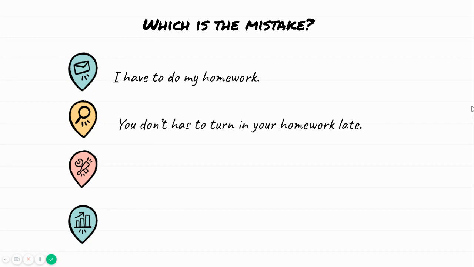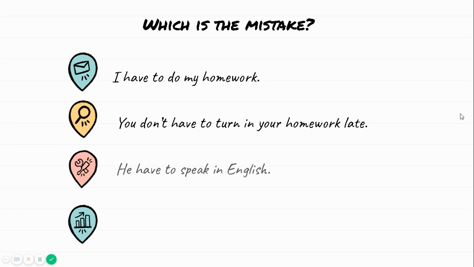You don't has to turn in your homework late. Again, the mistake is has. We say you don't have to turn in your homework late. Good. Let's see the next one. He have to speak in English? No, no, no, no. In this case, we do have to change have. He has to speak in English.